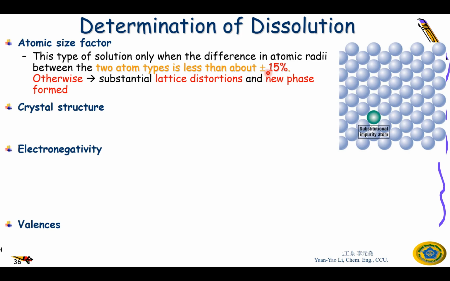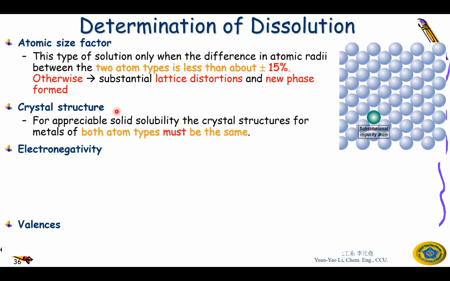So the first factor is the atomic size factor. The second factor is crystal structure. For appreciable solid solution, the crystal structures of the metals of both atom types must be the same. What does that mean? If this type of metal is BCC, this type of metal needs to be BCC. If this type of metal is FCC, then this type of metal needs to be FCC. That's why you can make a perfect solid solution. So it must be the same.